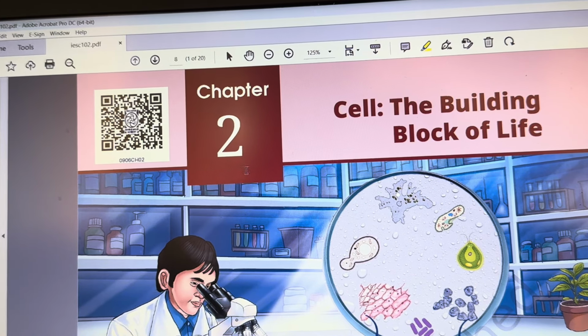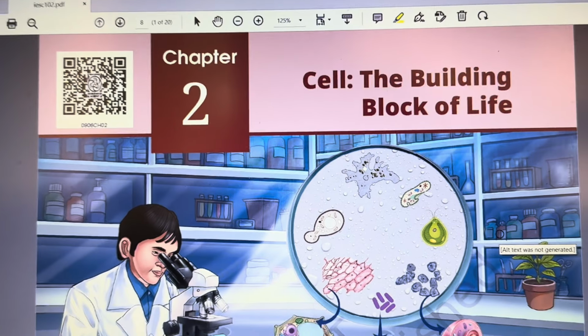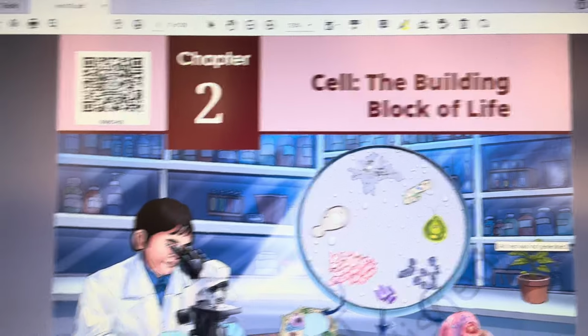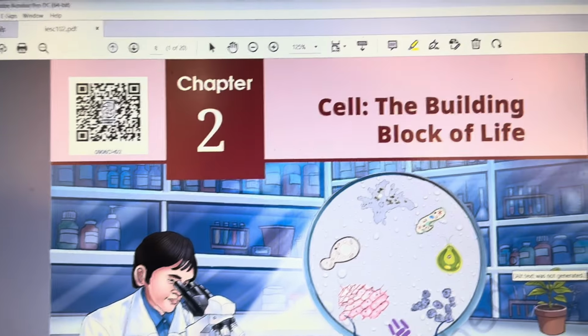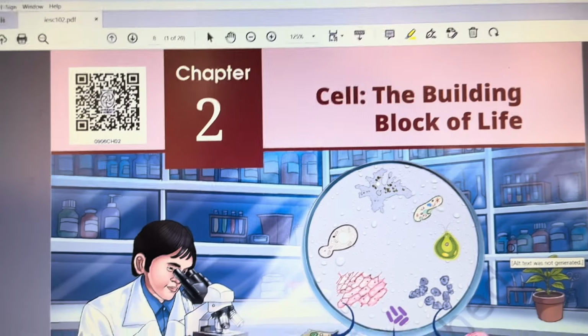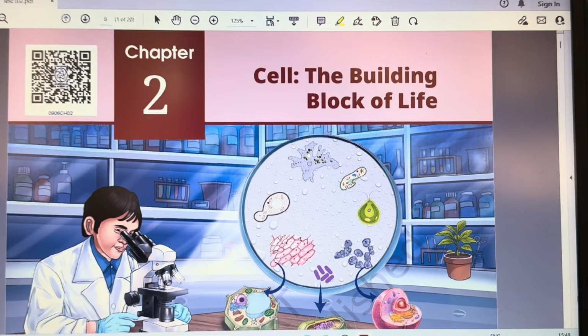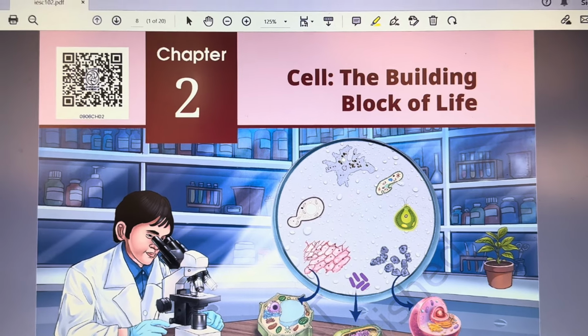So let's start. This is chapter 2 and this is the new NCERT 2026-27 syllabus. I have opened it through the ncert.nic.in website for class 9. Okay, so let's start.